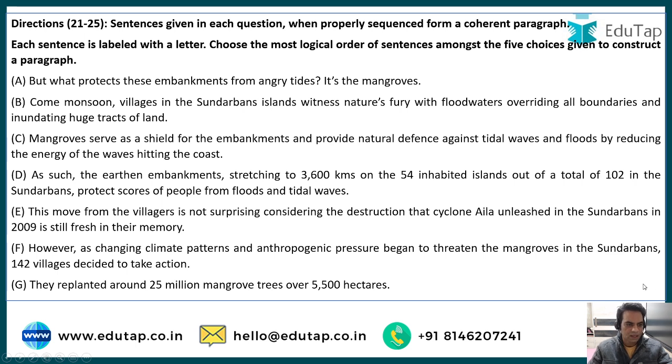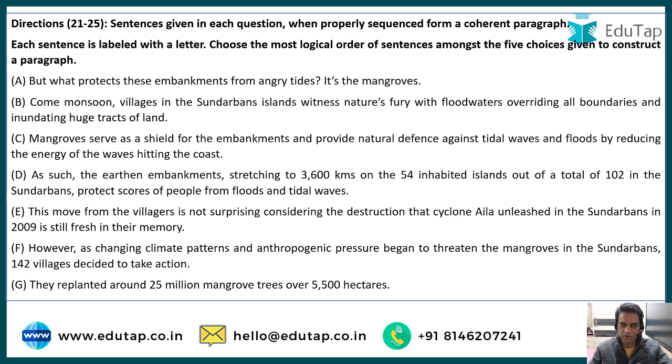That is possible. Mangroves serve as a shield for embankments and provide natural defense against tidal waves and floods by reducing the energy of the waves hitting the coast. Could be possible. As such, the earthen embankment, as such, is again a conjunction, so D could not be the option for the first sentence. This move from the villages cannot be the first sentence because it starts with a pronoun.